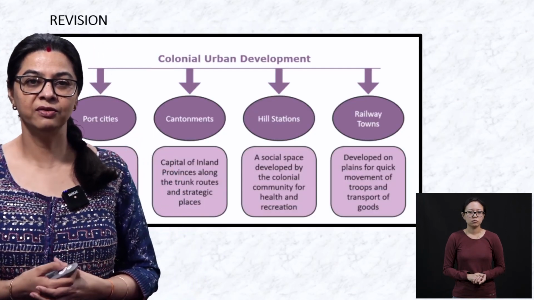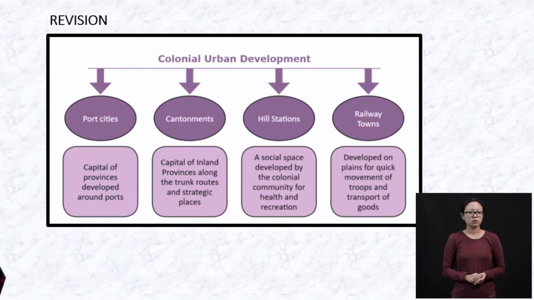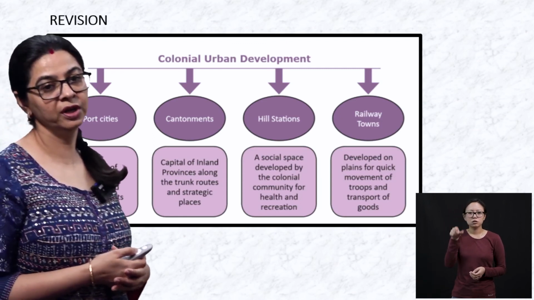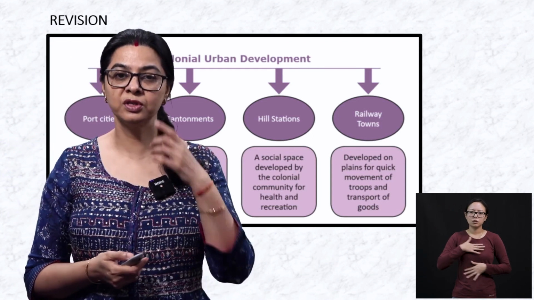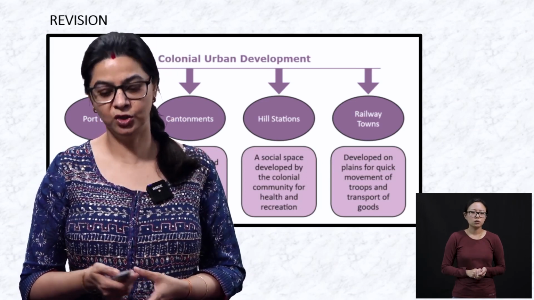So let's revise what was the colonial urban development that happened. So port cities were built up. That was the Mumbai one. Then there were cantonments for their army. Hill stations were built so that people could go and enjoy, even for the Britishers themselves. And railway towns were built, and especially you read that there was the first railway line between Thane and Mumbai that the Britishers had introduced.